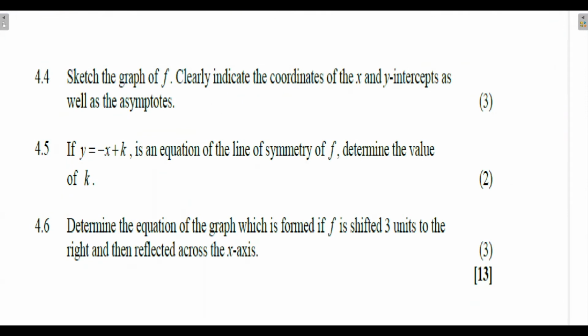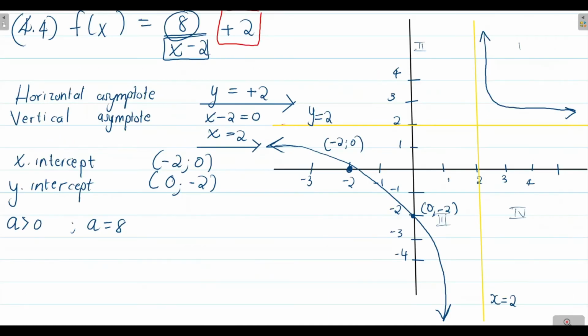Next question, 4.5. We are told that y, which is equal to negative x plus k, is an equation of our line of symmetry of f. Determine the value of k, right? Guys, I told you, when you're dealing with a line of symmetry or axis of symmetry, we basically need to look at the point of intersection of your two asymptotes, right? So the two asymptotes intersect at that point there, right?